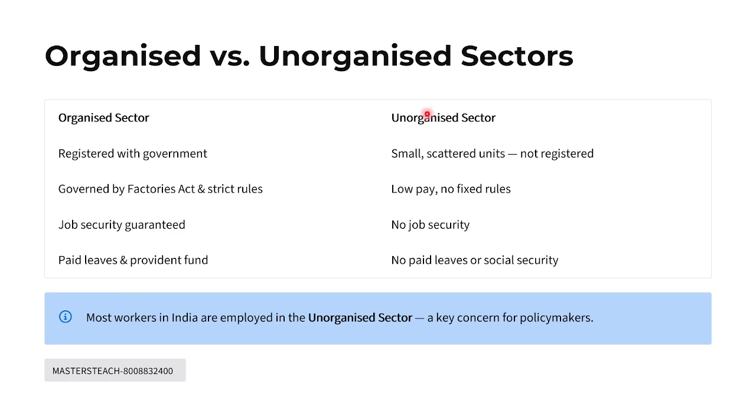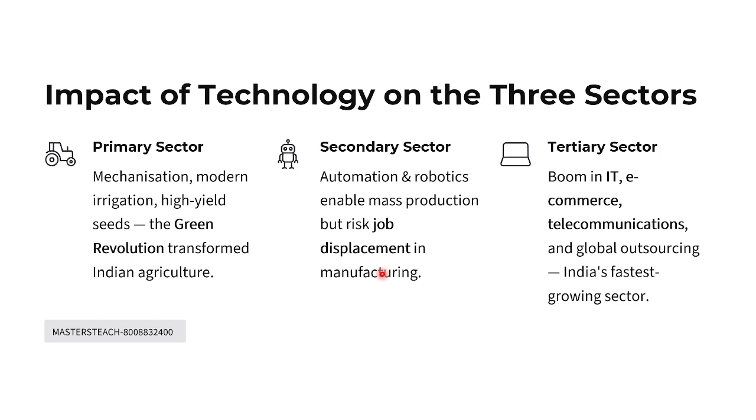Whereas the unorganized sector is small and scattered units, not registered. So they get low pay or no fixed rules, no job guarantee, no paid leaves or social security. Most of the workers in India are employed in the unorganized sector. This is a key concern for the policy maker. So you should be able to differentiate between organized sector and unorganized sector.